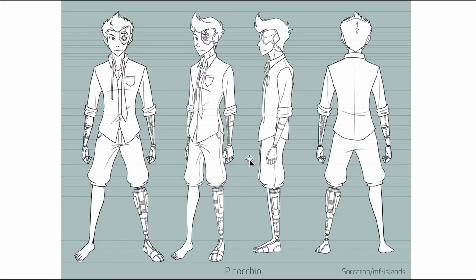And here's another example of a character turnaround. As you can see, the artist uses these lines to reference the scale relationship of the different parts of the character's body in different perspectives, right? So this will help you to get more accurate drawing in the turnaround.